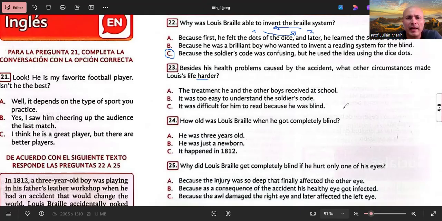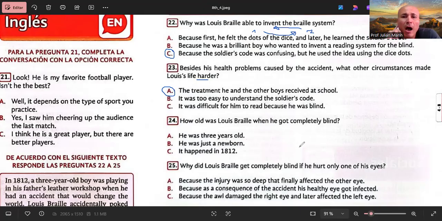B, it was too easy to understand the soldier's code. This is not really answering the question. We're talking about his life being hard. So this is not really answering the question. C, it was difficult for him to read because he was blind. So we're talking hard, we're talking difficult. This is a trick. They mention these synonyms so you can get confused. And if you don't read carefully, you could be choosing C, but no. The answer will be A.